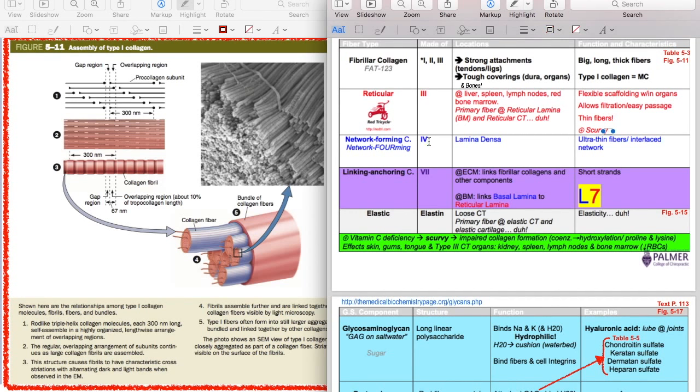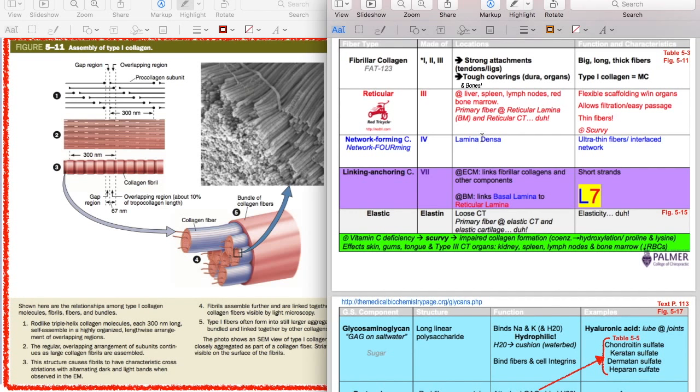Now on to number four. Type four collagen is going to be handily creating network forming fiber types. There's a thing called a network forming collagen fiber. I put C here to remind us that this is network forming collagen. Network forming, just say network four, as in the number four, and you've got your fiber type. It's comprised mostly of type four collagen. And the fourth letter of the alphabet is D: A, B, C, D.